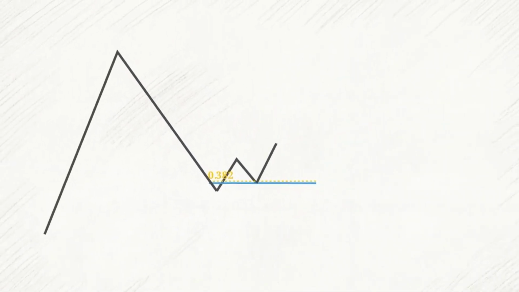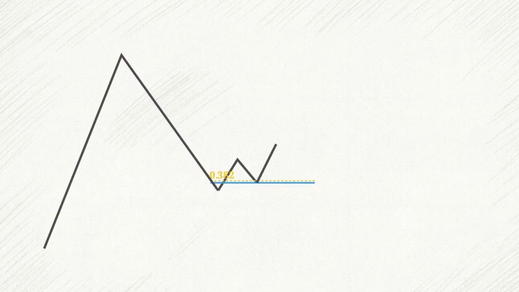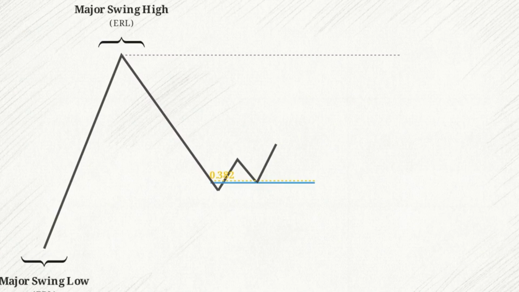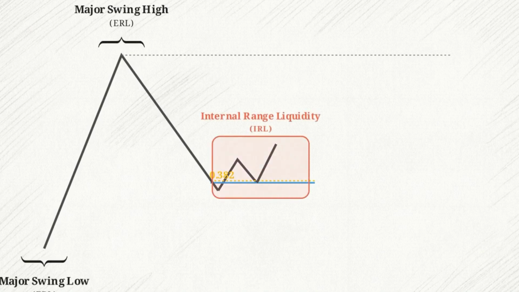When we apply our internal and external framework, the error is obvious. That perfect support level wasn't a major structural anchor. It was an internal swing trapped inside a larger macro trend, making it a primary target for a sweep. By placing a stop loss inside an internal range, you unwittingly offered your order up to be filled by institutional algorithms. The market swept that internal liquidity to build position size before launching the next macro leg.